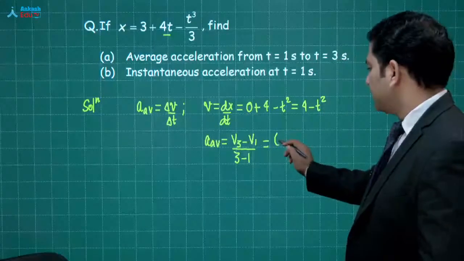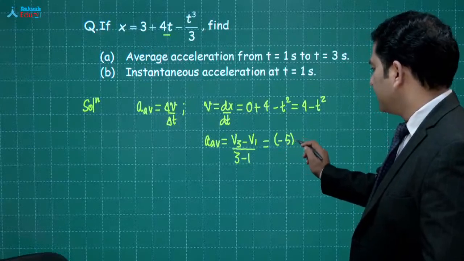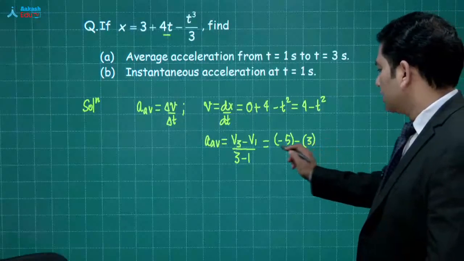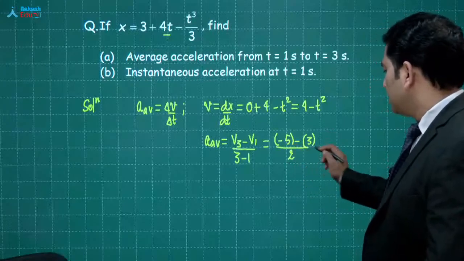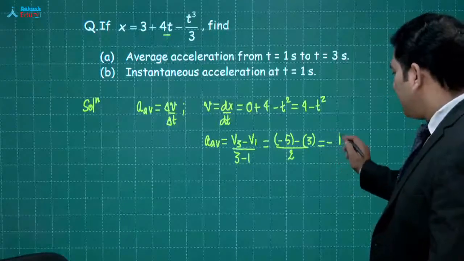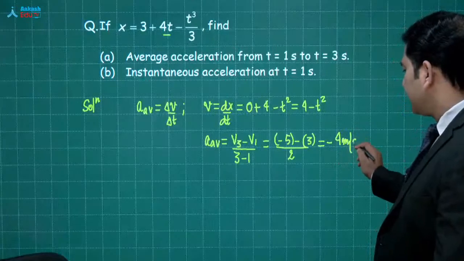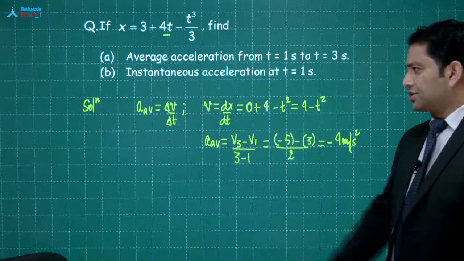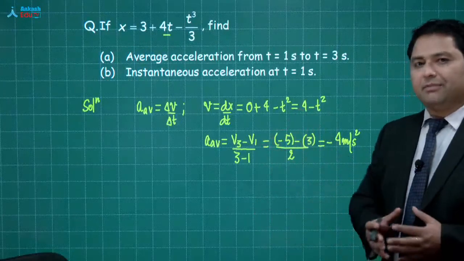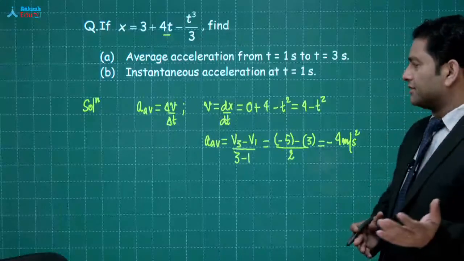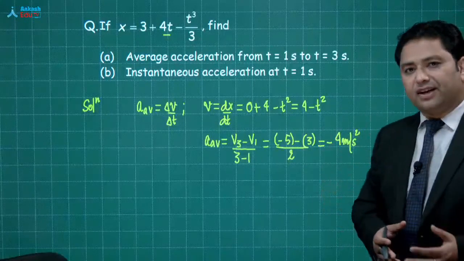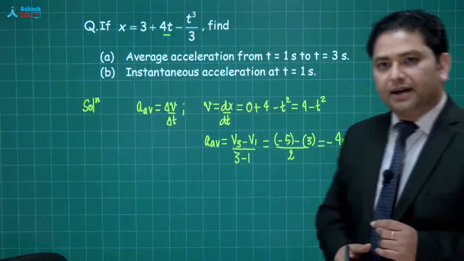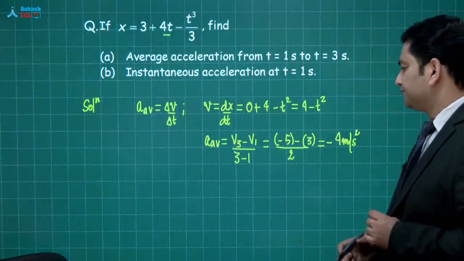So let's see. Velocity at 3 is minus 5, velocity at 1 is going to be 3, and the time interval is 2. So this becomes minus 4 meter per second square. That is the average acceleration in the given time interval, the time interval of 1 to 3. That's the first condition. Okay, now let's go for the next one.